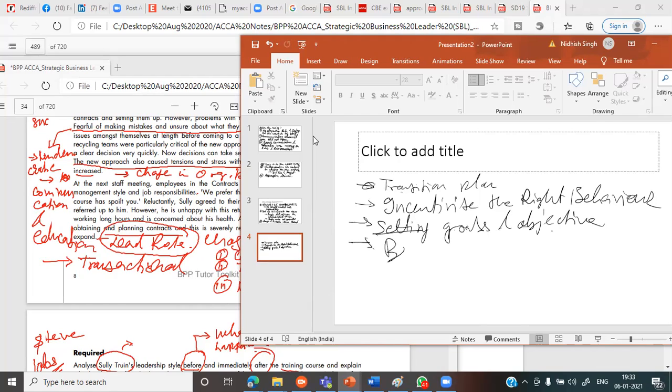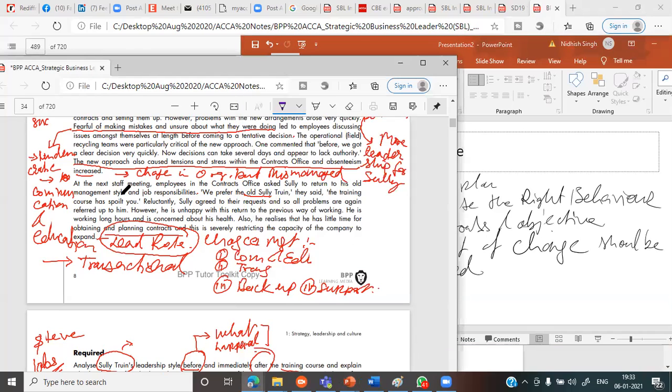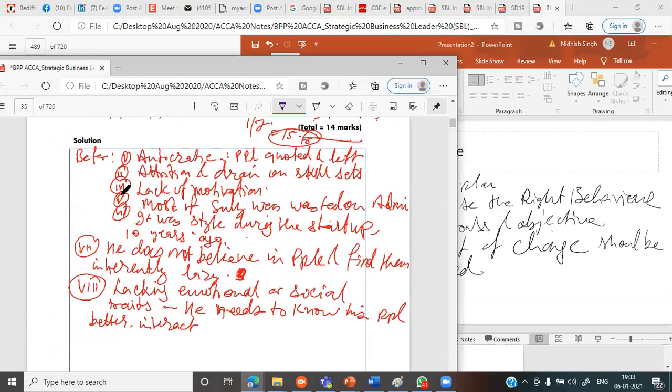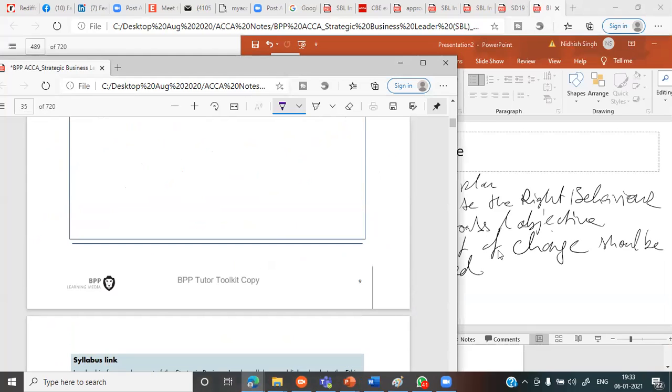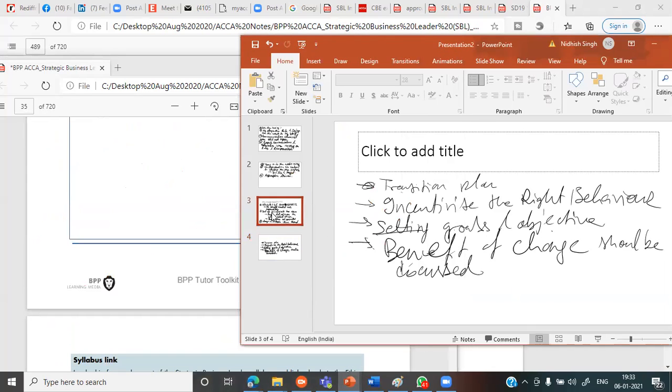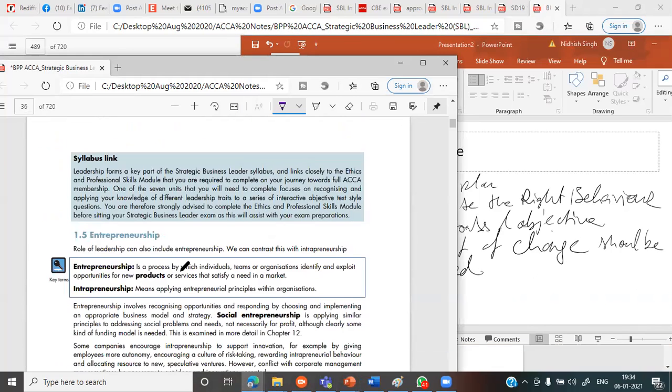And the benefit of change program, that is another thing that we discussed earlier, that benefit of change should also be communicated and discussed. So all these fundamental criteria for establishing and driving the change were missed by Sully, and because of that, it did not succeed.